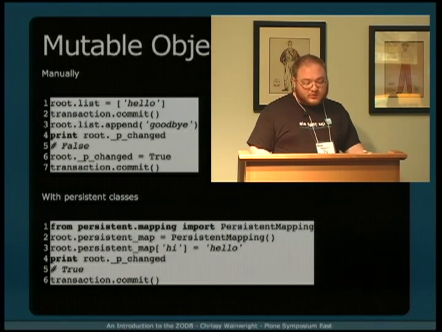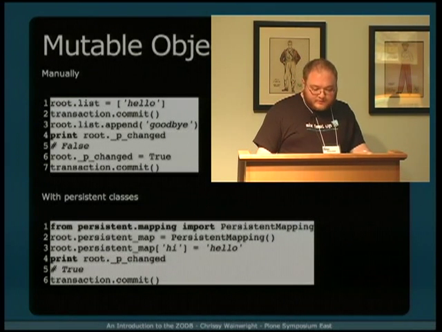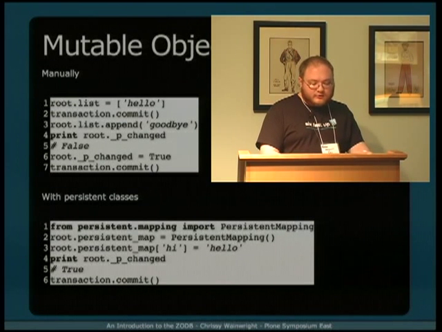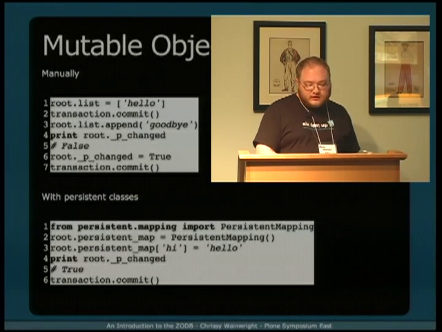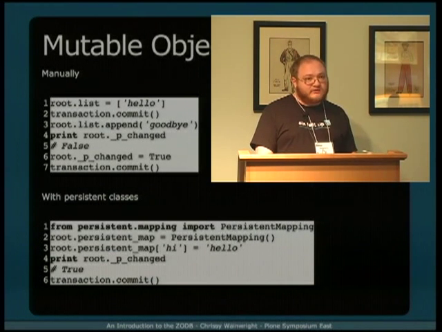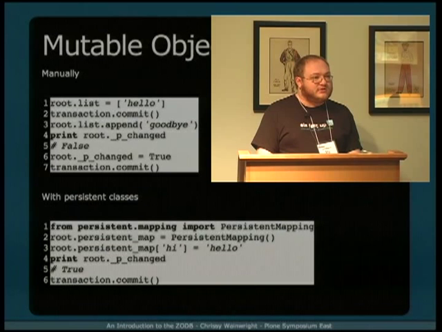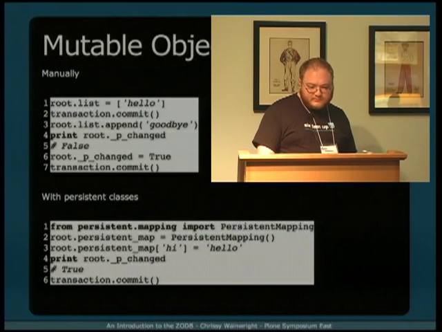For the dictionary example, I'm using persistent mapping instead of using the curly brace notation for a dictionary. So we say that the root.persistentMap attribute is a persistent mapping instance, and then we put a key value pair of hi/hello in there, and we ask the root object, have you been changed? And it has, because it's aware, and then we go ahead and commit that transaction, so that's written to the database.